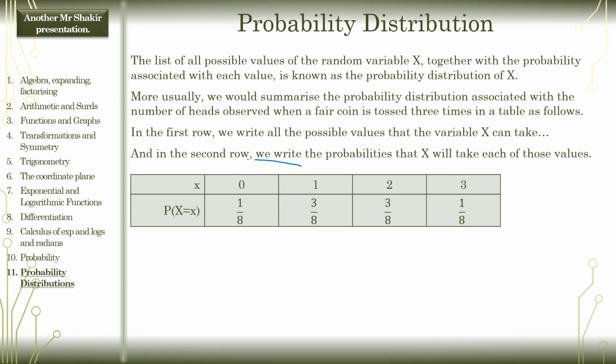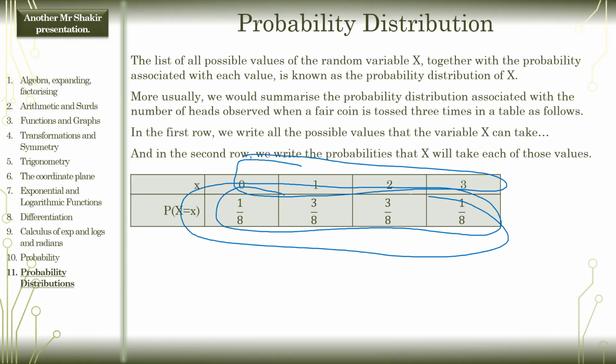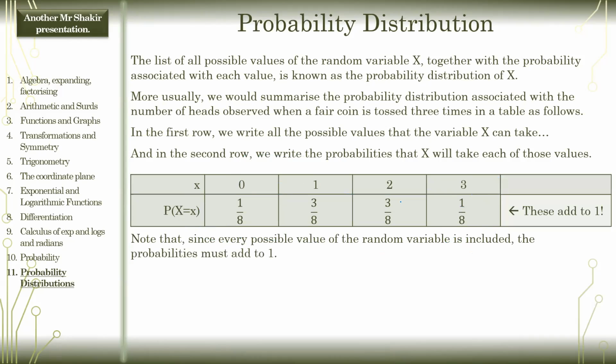Listen. Since we listed out all the sample space, all the possible outcomes, and we wrote the probabilities of all of these, what should these probabilities add up to? 8 out of 8. 1. They should add to 1. So 8 of 8 is 1. Because everything that's possible is written here, and obviously they have to add up to 1.